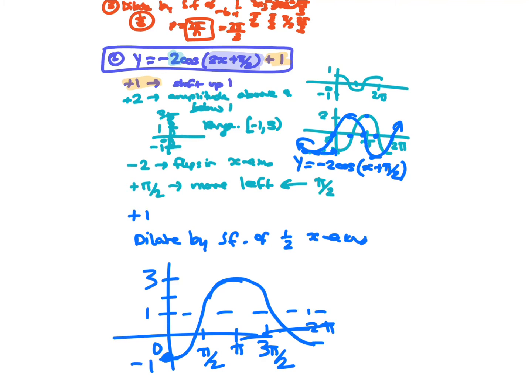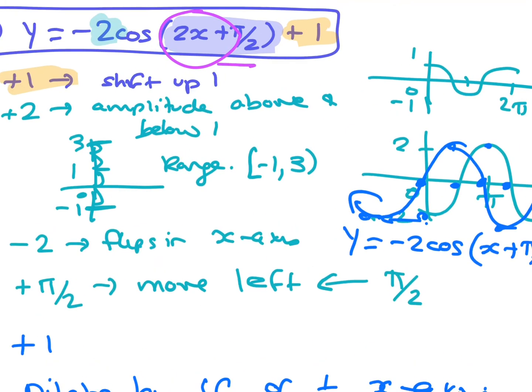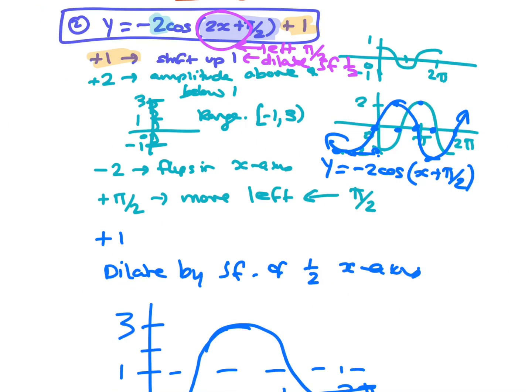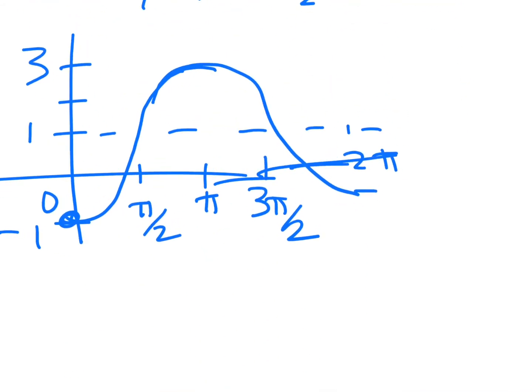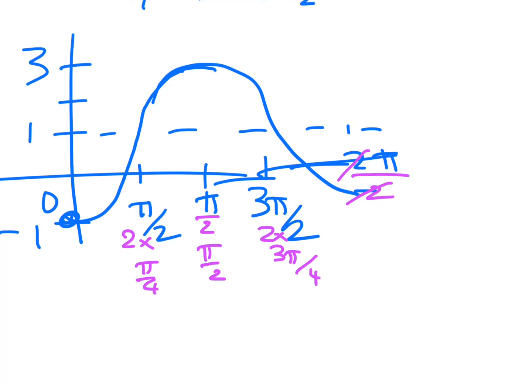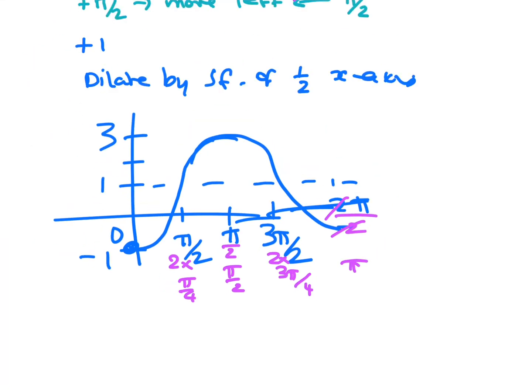Now, we do have a little bit of a problem here, because what we now have to do is we haven't done the 2x in front of that there. So we shifted it to the left pi on 2, then we have to dilate by a scale factor of 1/2 on the x-axis. So if I was doing that, that would end up being like that. So this is pi on 4, that one's pi on 2, this one's 3 pi on 4, and that one there is pi, and that's your graph.